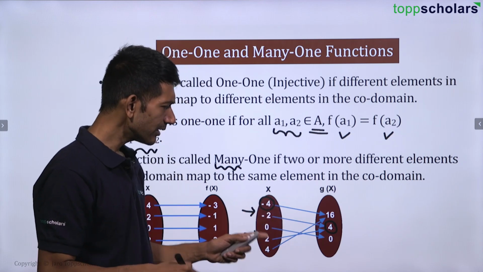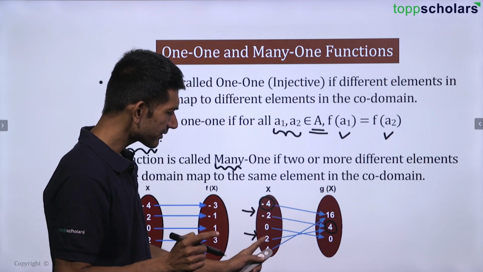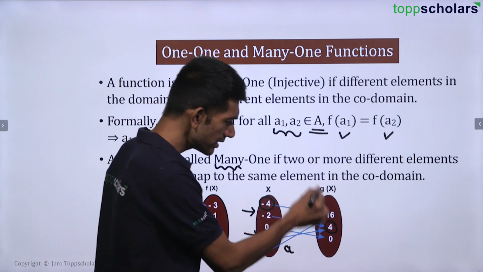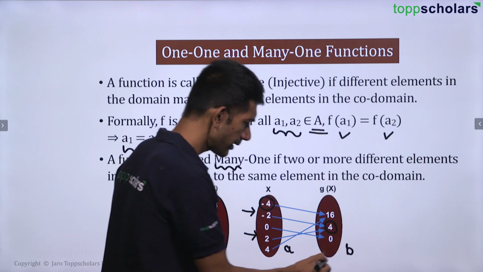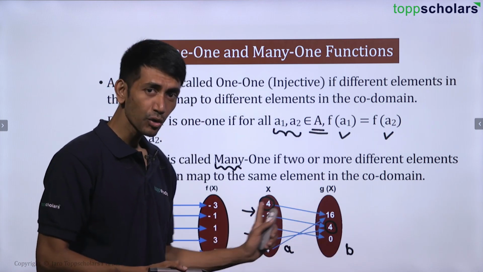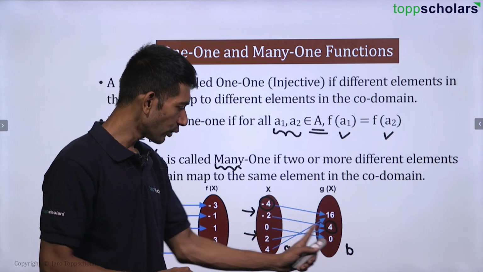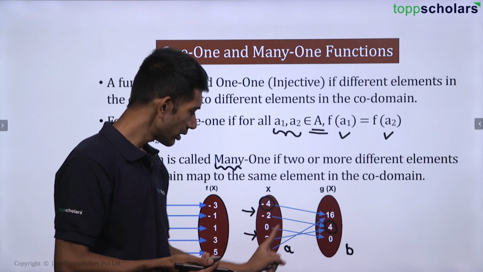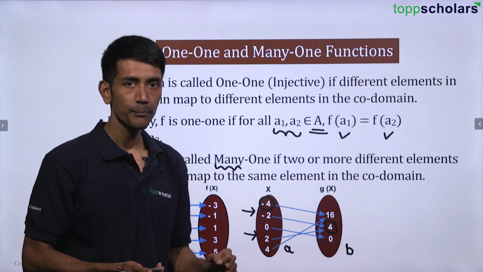So, two of them are having the same image. When is this possible? Say the elements in X are A and the elements in G of X are B, then the elements are the square here. Minus 4 square is 16. Minus 2 square is 4. 2 square is also 4. So minus 2 and 2, both of them will be mapped to 4.